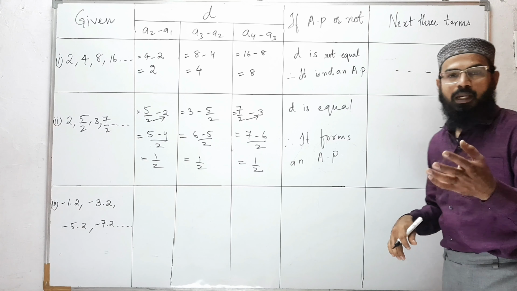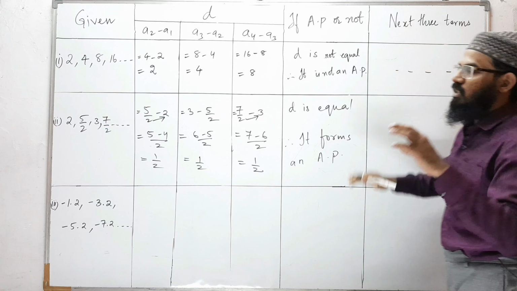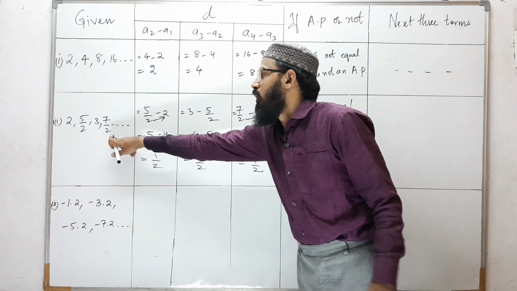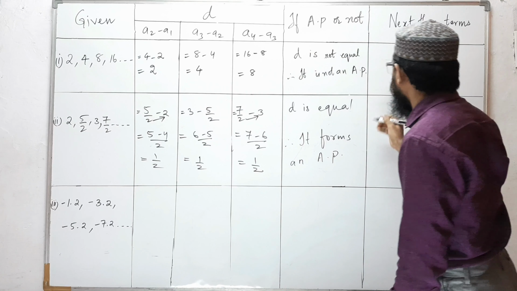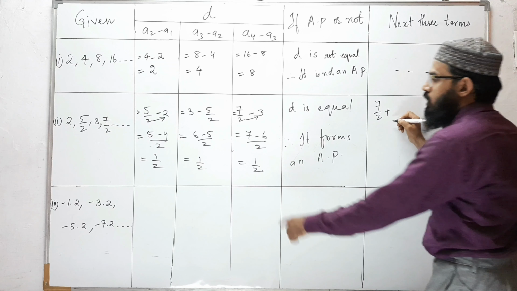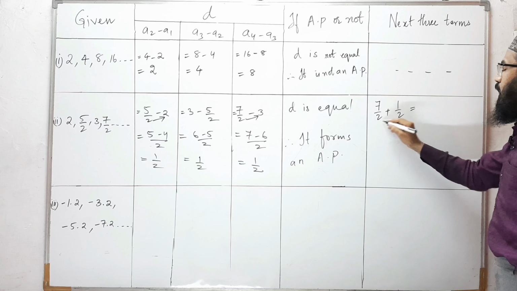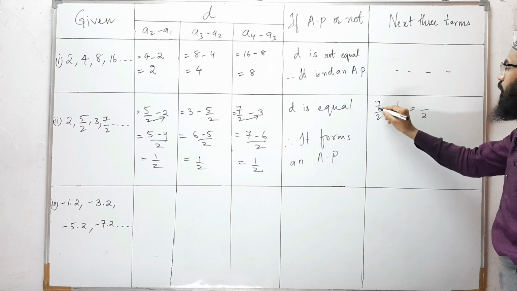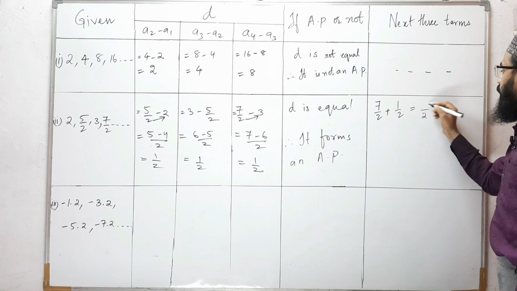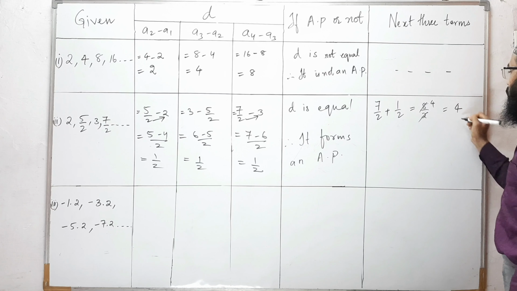When it is forming an AP, we can find out the next 3 terms. So how are we going to find them? We know the fourth term, that is 7 by 2. So we can write 7 by 2 plus D. D is 1 by 2. So we get the LCM 2. 7 plus 1 is 8. So 2 1s are 2, 2 4s are 8. So the next term is 4.